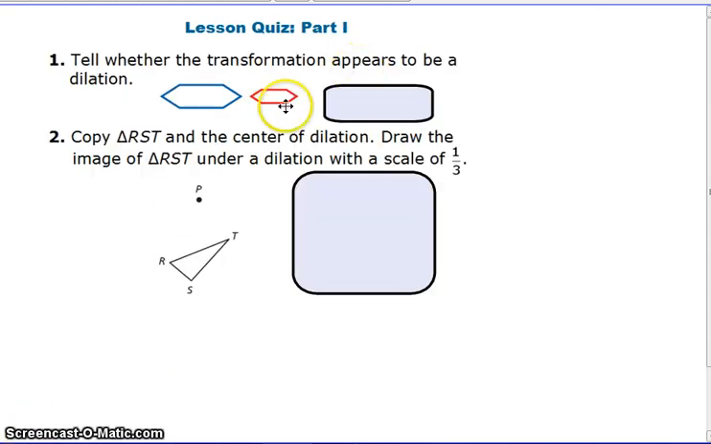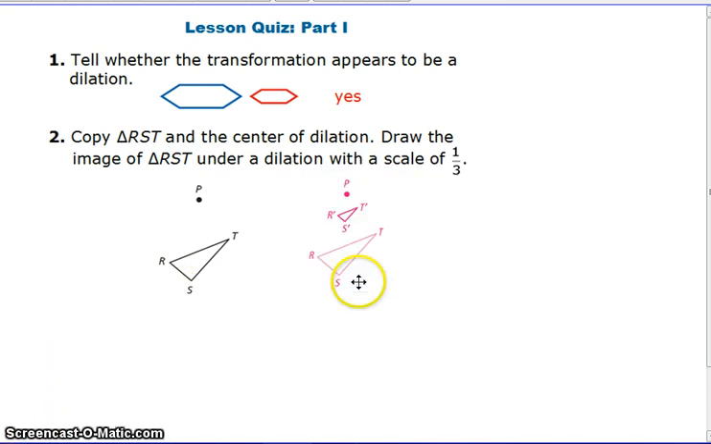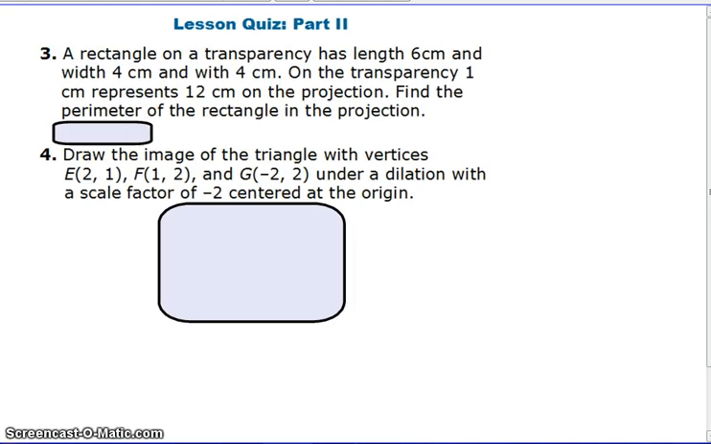Quick quiz, does this appear to be a dilation? Yes. Can you dilate this by a 1/3? Go ahead and pause and draw it out. And it should look something like that. Try number 3 and then we'll skip number 4. Come back and check your work. And you should have 240. Good job. We've already done enough of 4, so here you go. Have a good time.